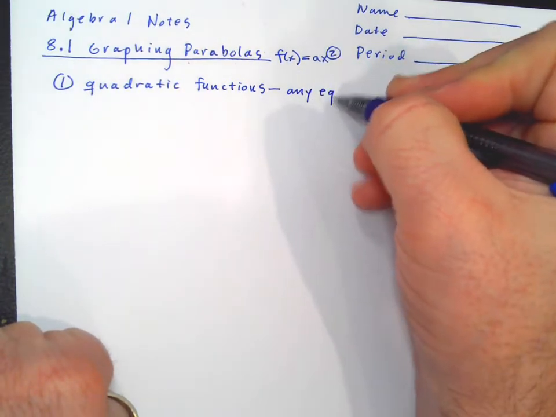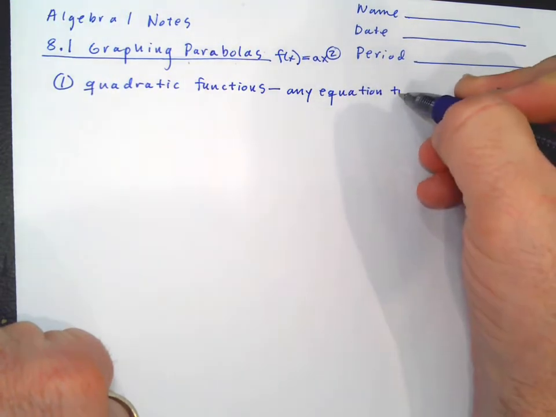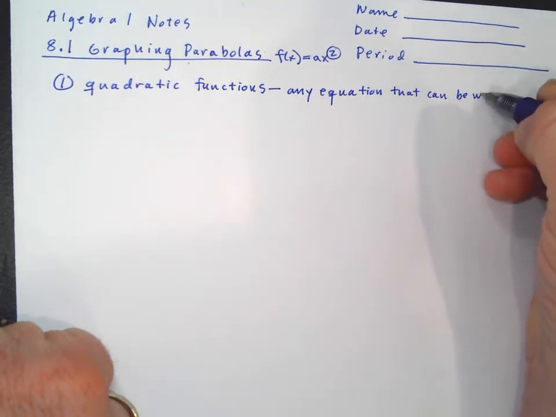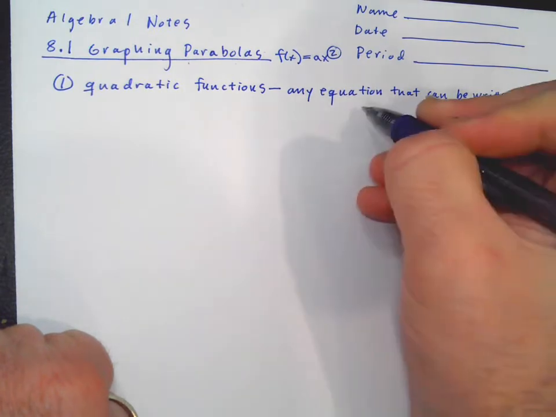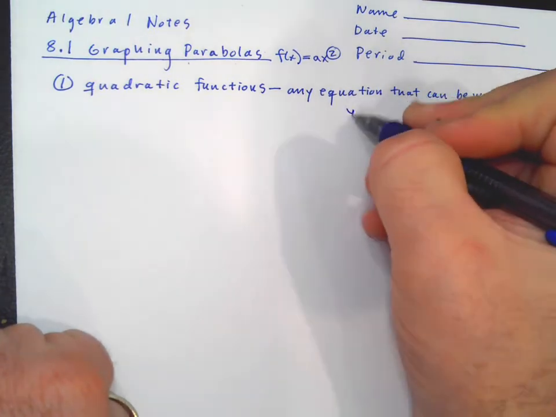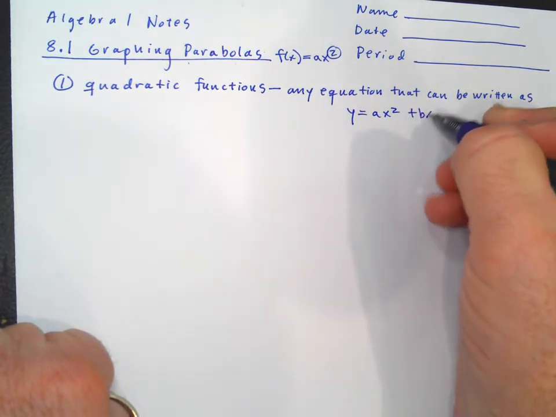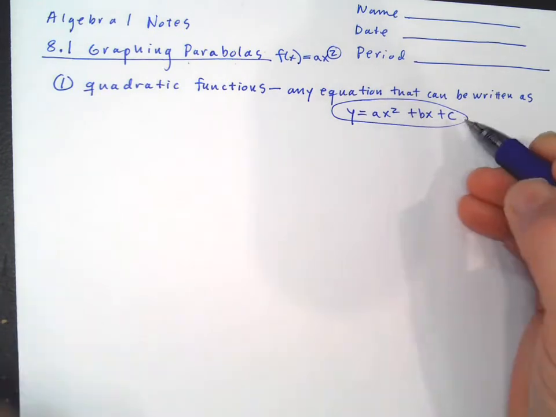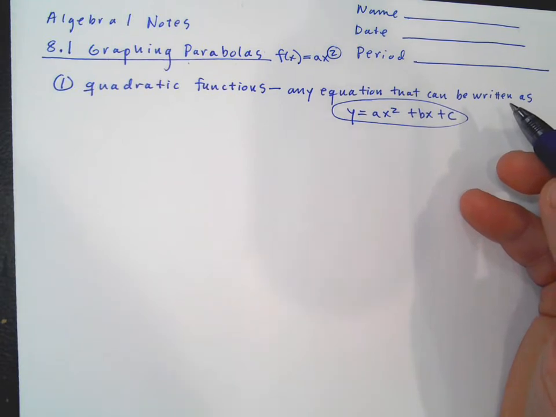Any equation that can be written in the form y equals ax squared plus bx plus c. So that's a quadratic equation. Looks like a trinomial, right? We were studying this last chapter.